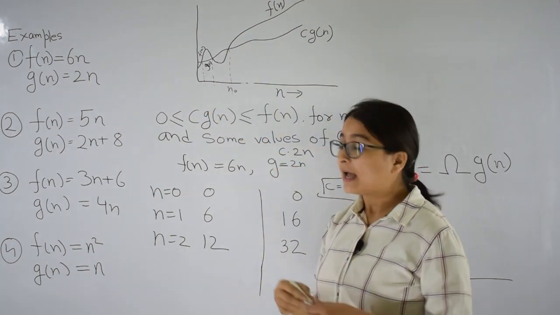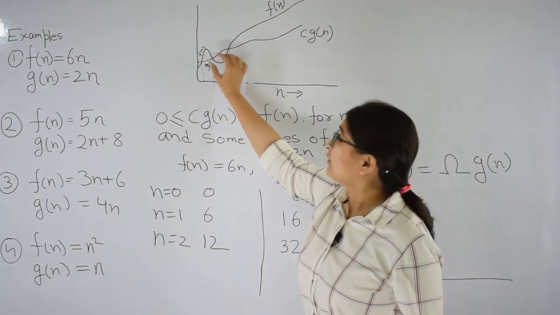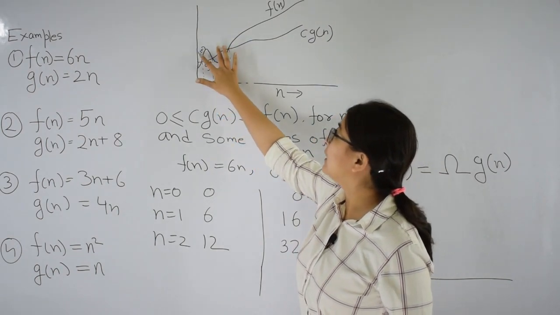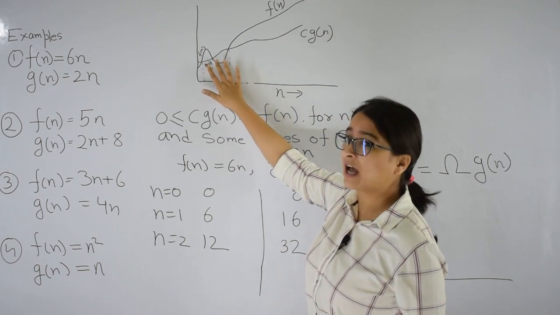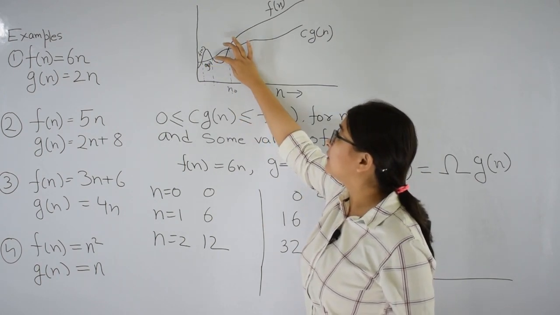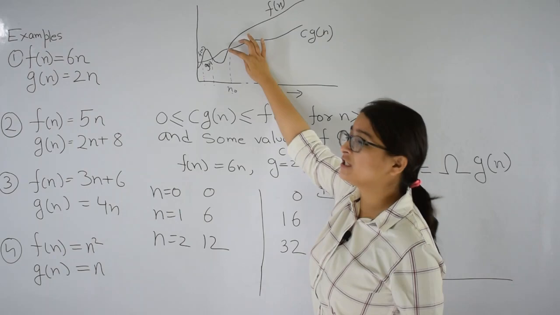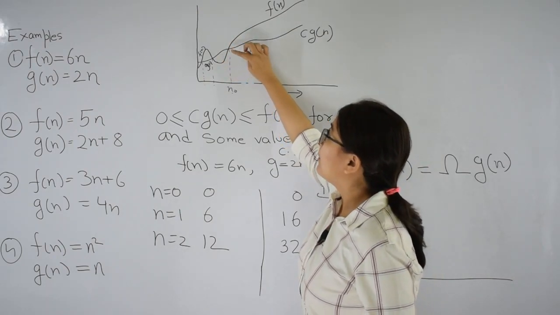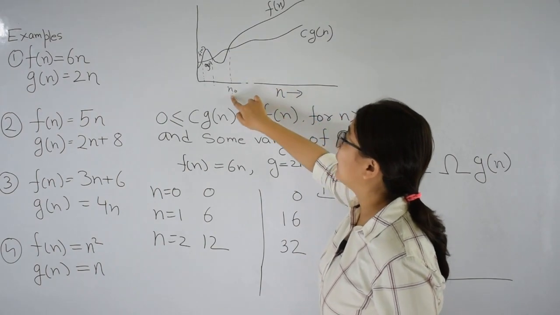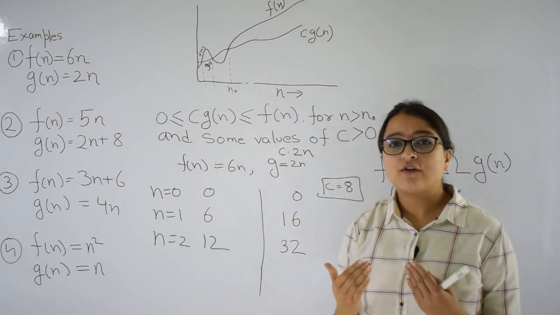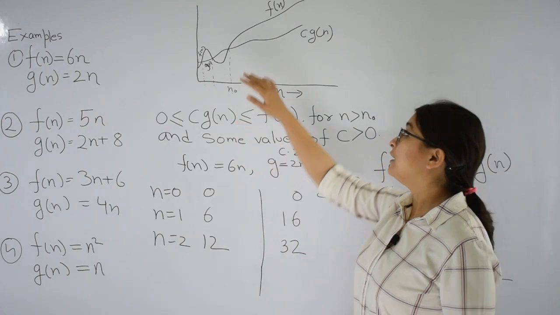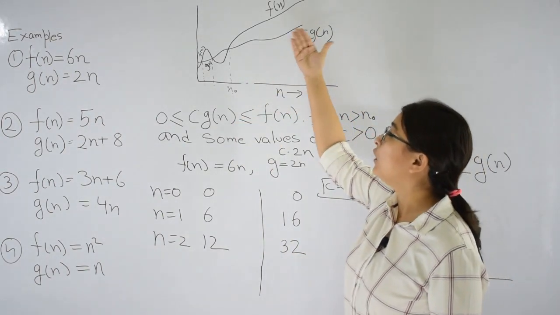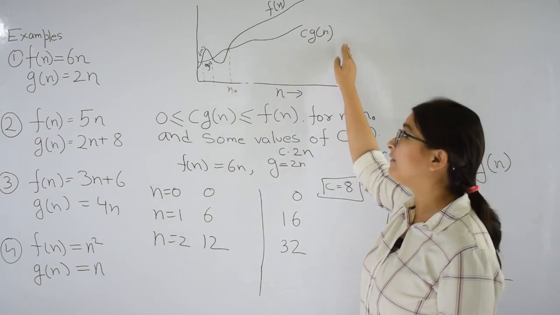The reason is that even though for some further values of n, here fn is giving a higher value and gn is giving a lower value, after another value of n it is changing. The behavior of the functions is changing, but it is only after this value, the n naught, that the behavior of the function is not changing anymore. Now fn is, for all further values of n, giving a value higher than c into g of n.